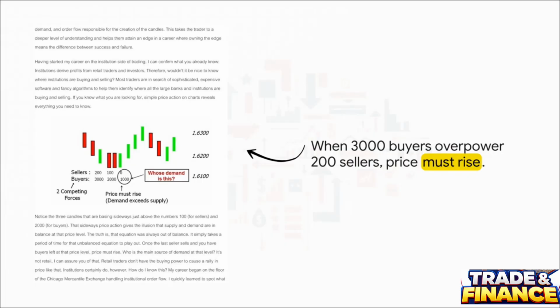This really illustrates the math behind the madness. Imagine 3,000 buyers competing against just 200 sellers. That brief sideways price action right before the jump gives the illusion of balance, but under the surface, it's completely out of whack. Once those 200 sellers are absorbed, the remaining 2,800 buy orders literally force the price to skyrocket. So ask yourself, whose demand is this? It's sure not retail. Retail traders simply don't have the buying power to cause a rally like that. This is a pure, unadulterated institutional footprint.